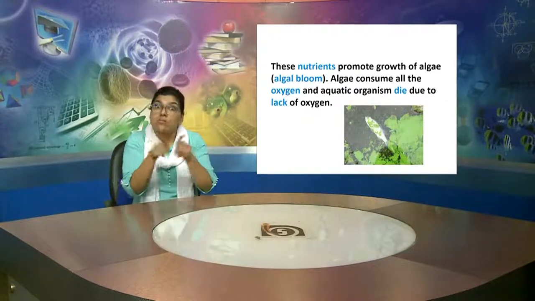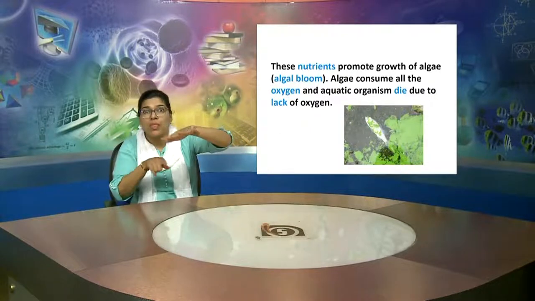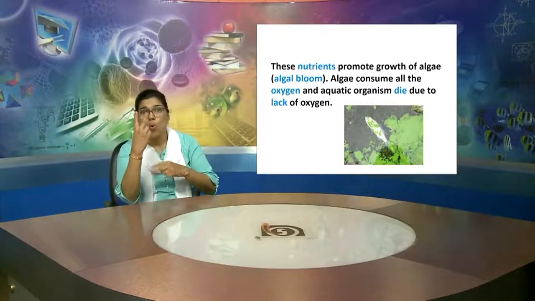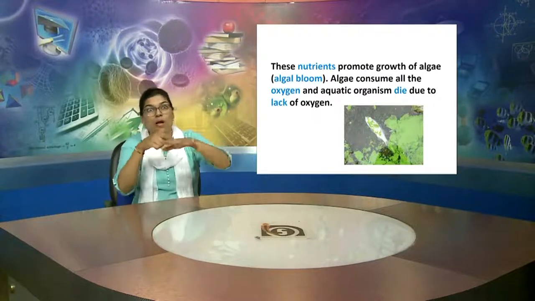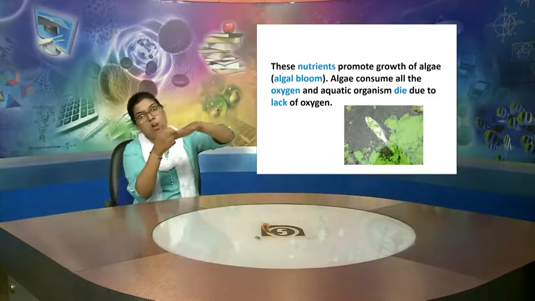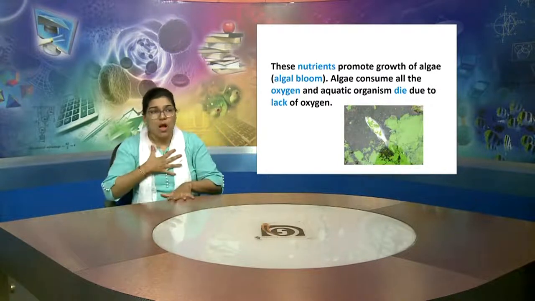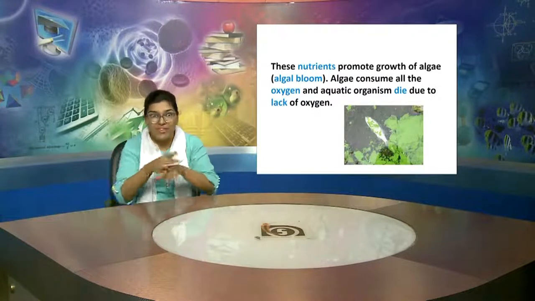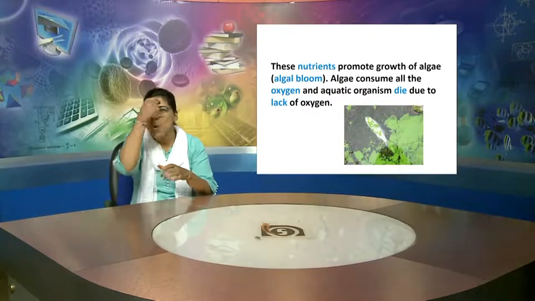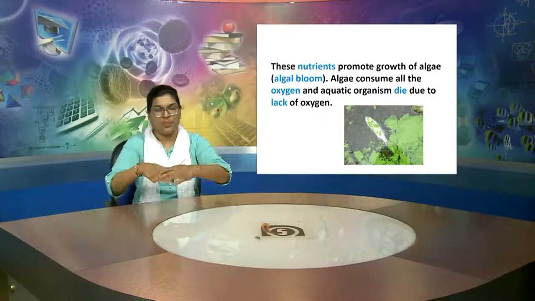Like if we are closed in a tight box in which there is no air, how will we feel? We will all suffocate. So similar is the condition which occurs because of eutrophication. The fish and other aquatic animals which are underwater are not able to get the right amount of oxygen. So they die because of lack of oxygen.